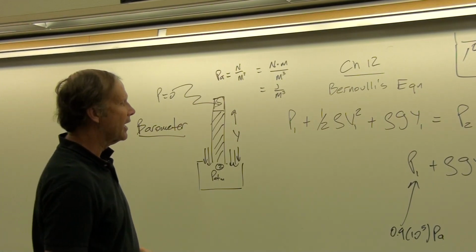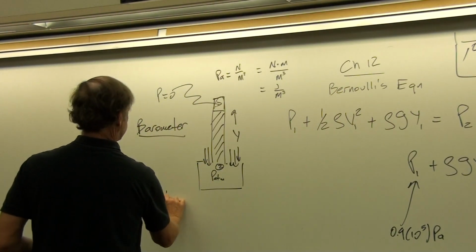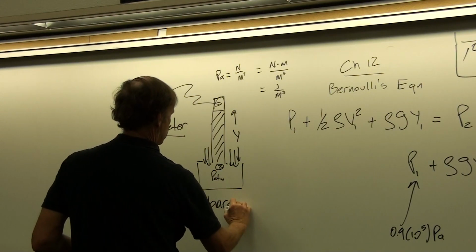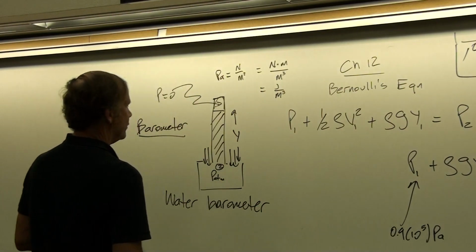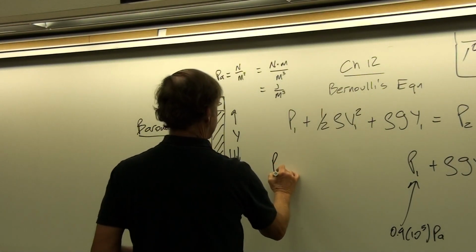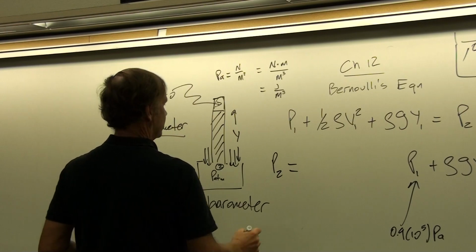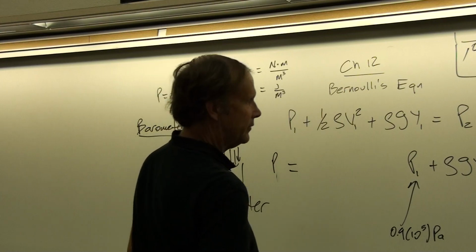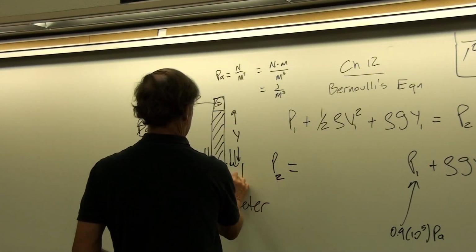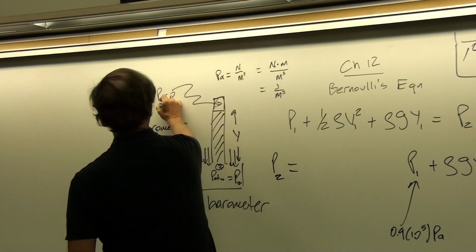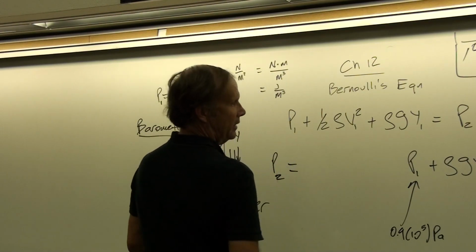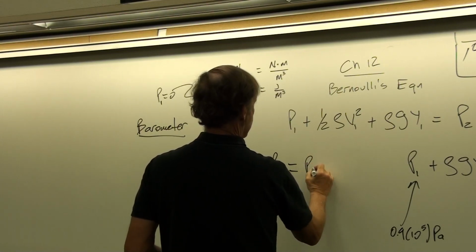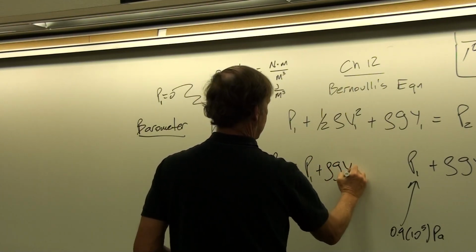So let's try this with a water barometer. With a water barometer, then you would have P2 equals P1 here, or I'm sorry, let's see, what were we calling this? Yeah, P2, good. So that's our P2 down here. This is P1 is 0. So we have P2 just equals P1 plus rho g y.